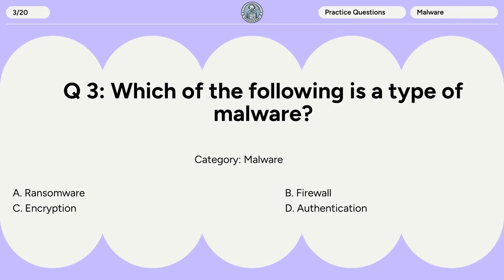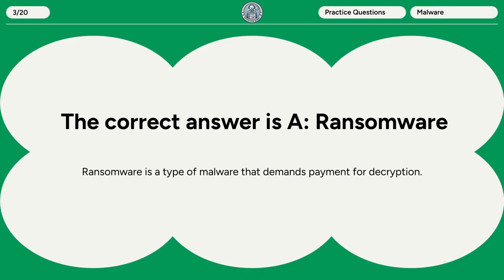Question 3. Which of the following is a type of malware? A. Ransomware. B. Firewall. C. Encryption. D. Authentication. The correct answer is A. Ransomware. Ransomware is a type of malware that demands payment for decryption.